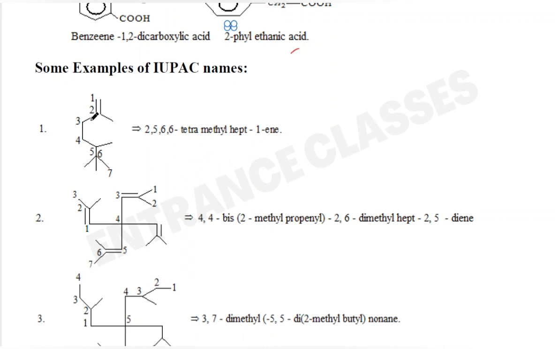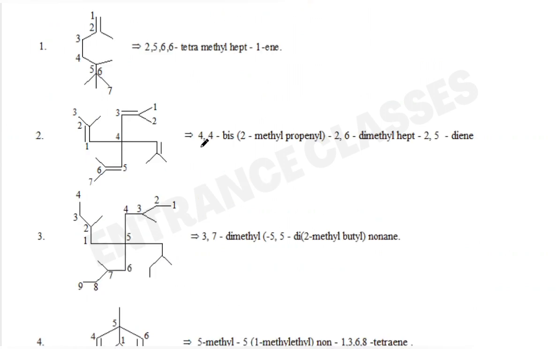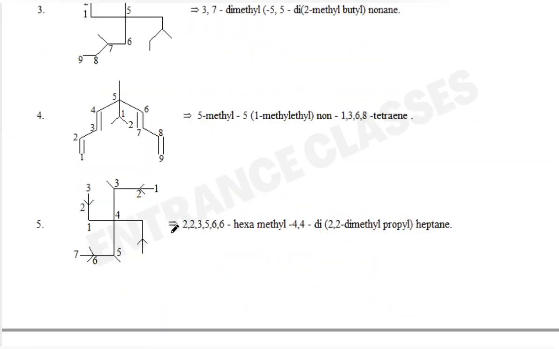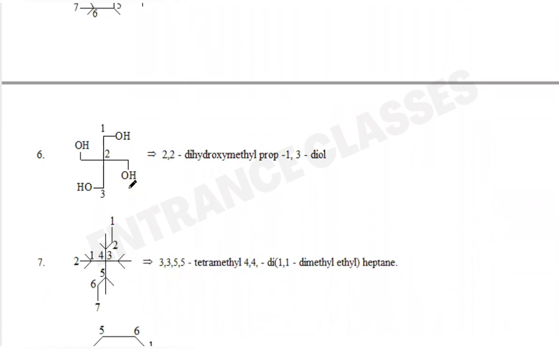In this one, 1, 2, 3, 4, 5, 6, 7 is the longest chain. So it will be 2-methyl, 5-methyl, 6, 6, another 2-methyl. So 2,5,6,6-tetramethyl, hept because 7 carbon, 1-yne, right? So in this way, just practice. Different examples are given here. This is a very important example. This is already mentioned, hydroxymethyl.